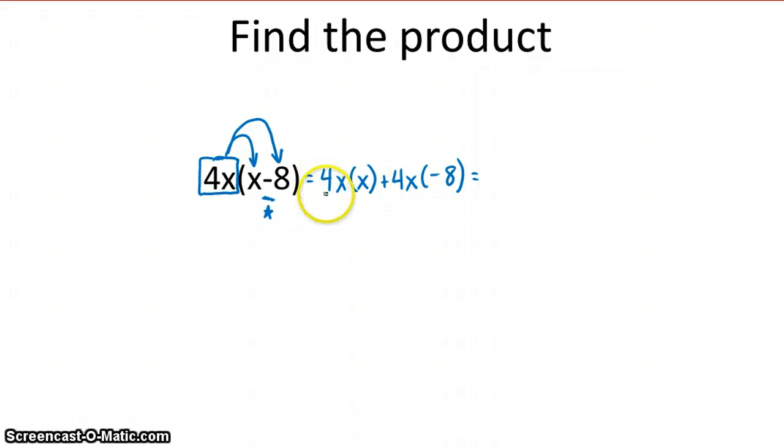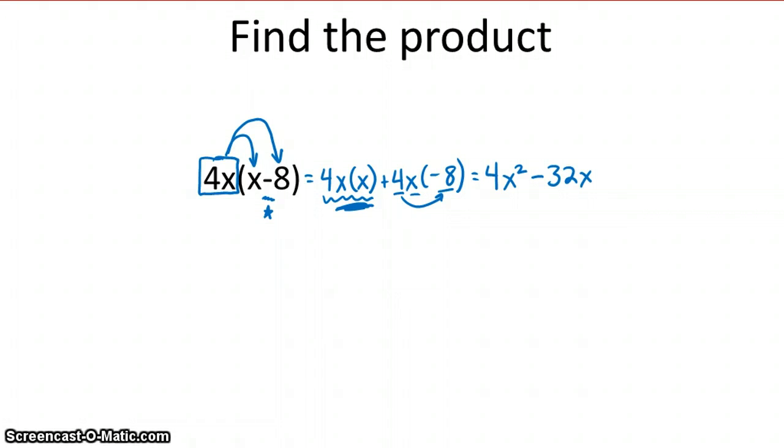And now when I look at this, 4 times x, I only have the constant 4, so I'm going to keep that. And a big key for today is anytime you have an x times an x, it's going to be x squared. And then I have 4 times x times negative 8. Well, 4 times negative 8 is negative 32, and then again I just attach the x to it. So if we're just multiplying monomials by binomials, we're just going to use the idea of distribution.